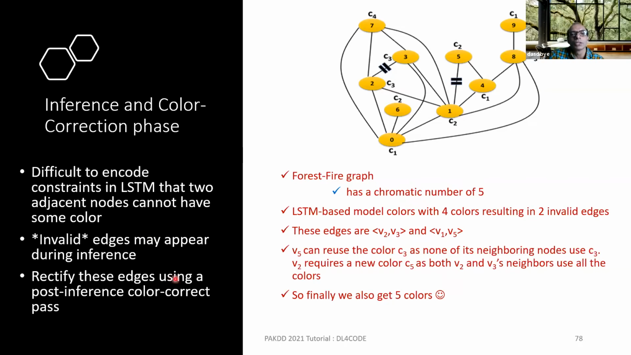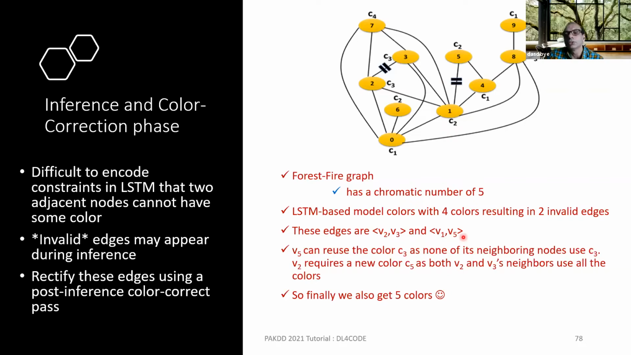So we have something called an error or color correction phase after we get our inference. Because in some cases, we will get what are called invalid edges, which means the colors are the same. To give an example, this is a famous forest fire graph used in literature in many cases for graph coloring. It has a chromatic number of 5, which means it can be colored using 5 colors optimally. If you use an LSTM-based model, the LSTM says it can be colored by 4 colors. Obviously, it's incorrect. We have 2 invalid edges for that. The invalid edges you can see here are C to C3 and C1 to C5. So these are the edges which are invalid.